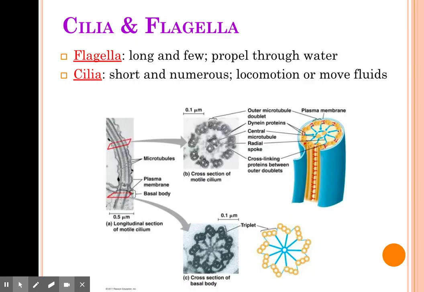Cilia are short, and there's a bunch of them, and they beat generally together in motion. They are used to move the cell. If it's a unicellular organism like a paramecium, they will be used to move that. But in our bodies, we use them to move fluids. So a lot of our mucous membranes are covered in cilia.